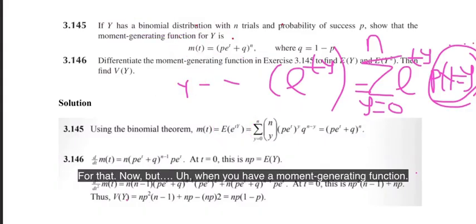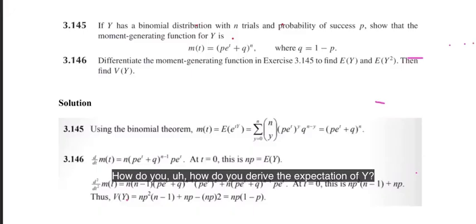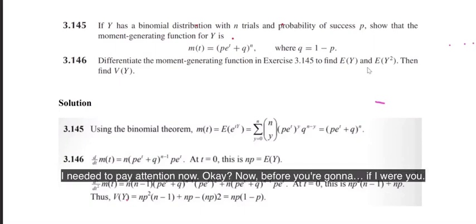Now, when you have a moment generating function, how do you derive the expectation of Y? And how do you derive the expectation of Y squared? I need you to pay attention now.